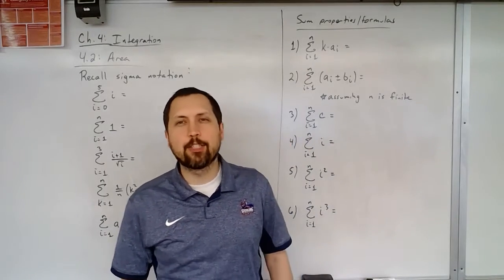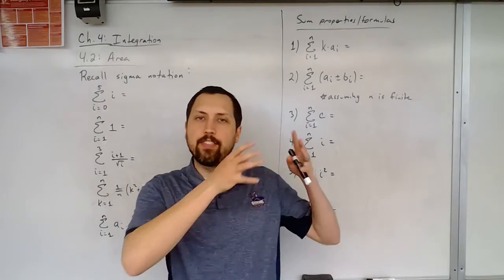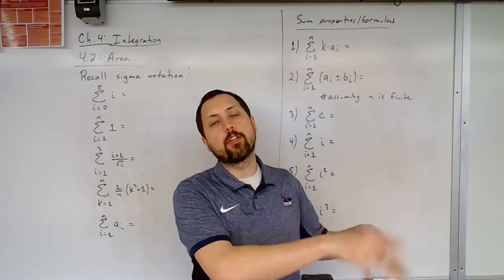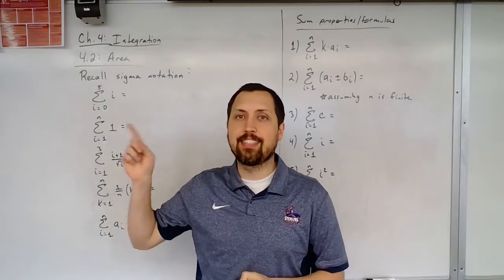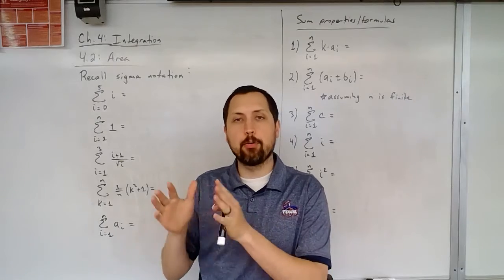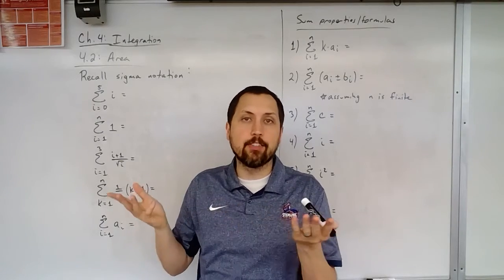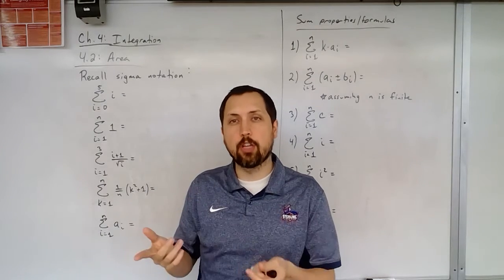We're going to move on to section 4.2, which is now looking at areas. What we did in 4.1 was we tried to reverse the process of differentiation, called anti-differentiation. This is instead looking at areas. So this is completely different. We're now going to be trying to figure out how do we find the area of things. Now we're going to be doing that with shapes that require us to use sums.